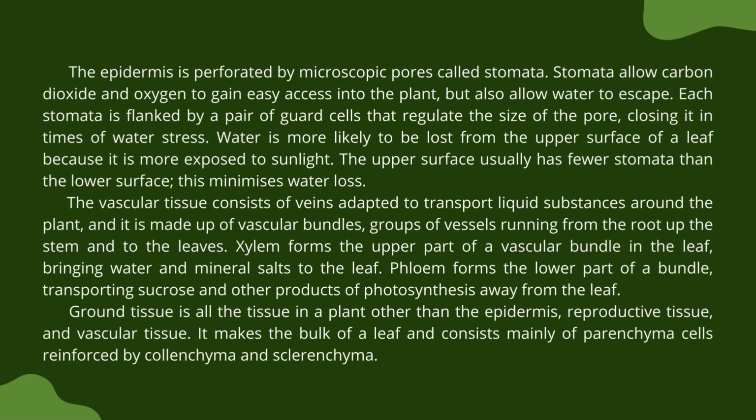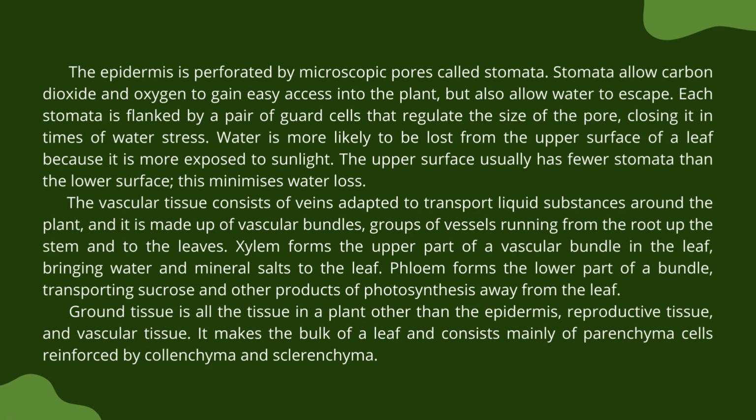The vascular tissue consists of veins adapted to transport liquid substances around the plant, and it is made up of vascular bundles, groups of vessels running from the root up the stem and to the leaves. Xylem forms the upper part of a vascular bundle in the leaf, bringing water and mineral salts to the leaf. Phloem forms the lower part of a bundle, transporting sucrose and other products of photosynthesis away from the leaf.